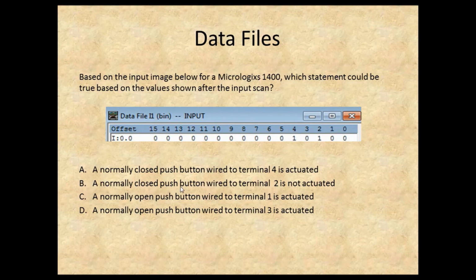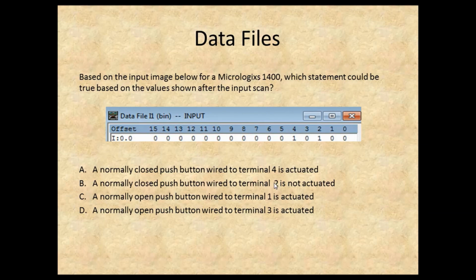B, a normally closed push button wired to terminal 2 is not actuated. So terminal 2, a normally closed push button is wired there, not actuated. Oh yeah, I could see that being true. C, a normally open push button wired to terminal 1 is actuated. Well, if it's normally open and I push it, we should be expecting to see a high, and we go to 1, it's a low. D, a normally open push button wired to terminal 3 is actuated. So normally open, and it's pushed at 3, we'd be expecting a high, and we got a low. So our answer is B.